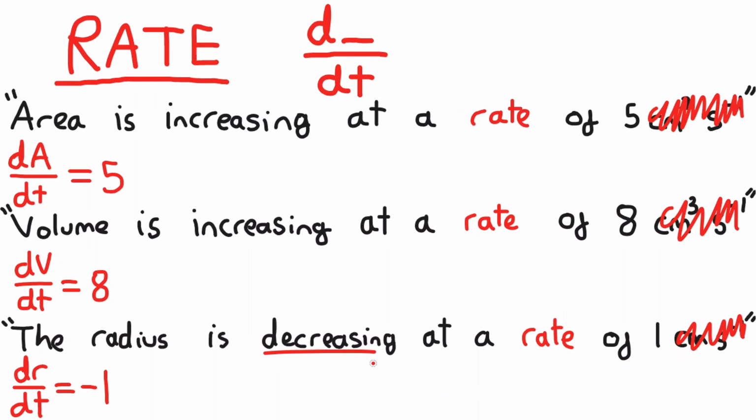But as it's decreasing this time, it's going to be minus 1 because it's going down. With all the other ones, it's increasing. So it's a positive number as the rate is going up. But the rate is decreasing. So it's going to be minus 1 in this case.